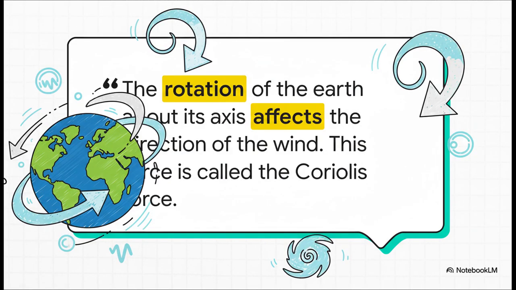And this brings us to the Coriolis force. It's a little tricky, but it's super important. Because our Earth is constantly spinning on its axis, it makes moving things, like wind, look like they are curving instead of going straight. It's a bit of a mind-bending concept, I know, but it is absolutely essential for understanding how big weather systems, like cyclones, actually form.